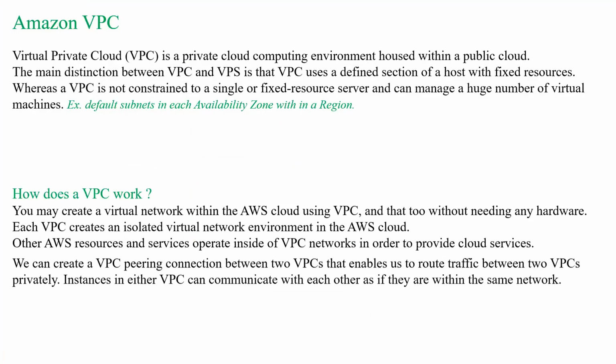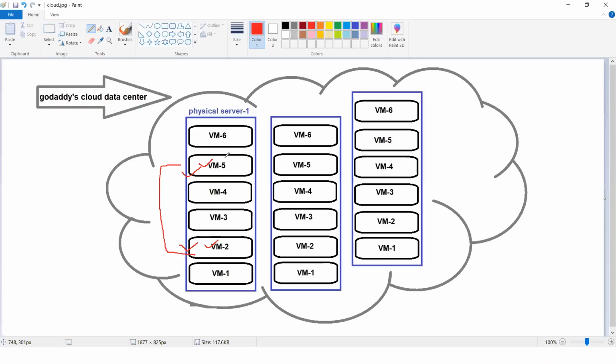And that too without needing any hardware. We will be creating a virtual private cloud. This is completely software based. Each VPC creates an isolated virtual network environment in the AWS cloud. So here what happens in the pictorial presentation, this VM5 and VM2 becomes one entity, and still they are completely isolated from VM6, VM4, VM3, and VM1, though all of them are on the same physical server.